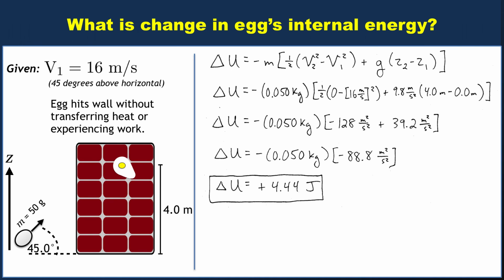Incidentally, you may have noticed that we never used the direction of the velocity, that 45 degree above horizontal bit. That's what's known as an extraneous detail, or a red herring, something that we didn't need to solve the problem. One skill you have to develop in this course is realizing what information you need and what information you can ignore.